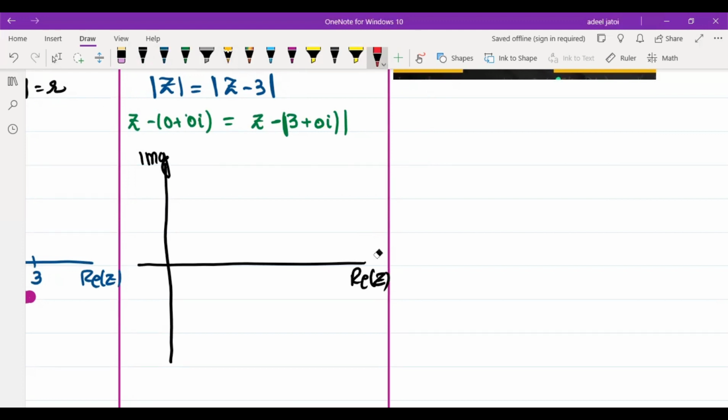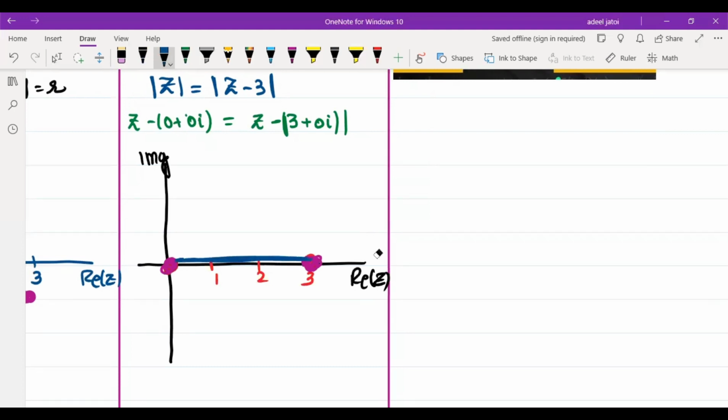Let's just write down 1, 2, 3. So one point is 0, 0, and the other point is what? 3 and 0. So this is your perpendicular bisector line meeting the 2 points.